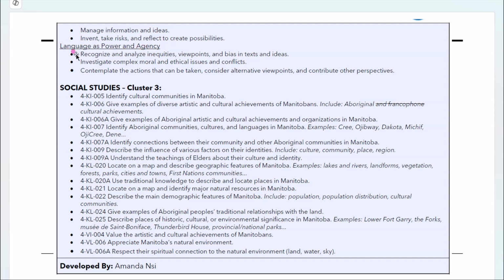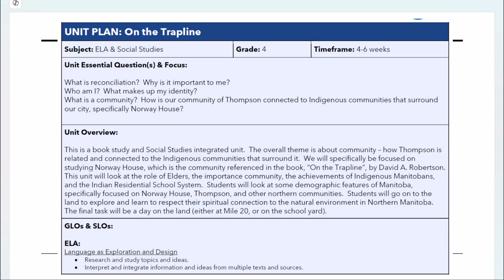And then the other one I'm focusing on is language as power and agency. And because we are talking about such an intense topic, such as Indian residential school, we need to have power and agency. So these are the three things that we're working on for that, that I took from that outcome. Now, this is a social studies unit, so I have all my social studies outcomes. Those are super easy that I copied and pasted there. But this is kind of how I include those into a unit plan.